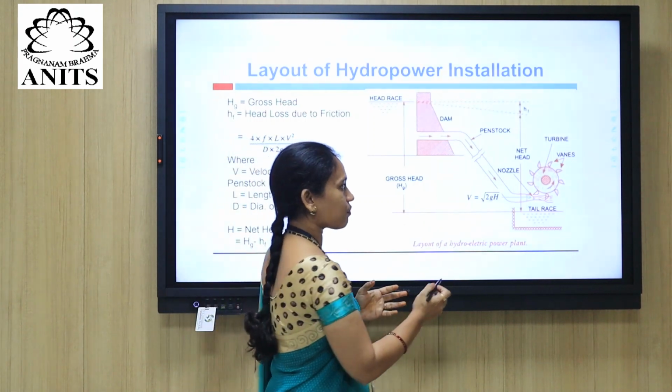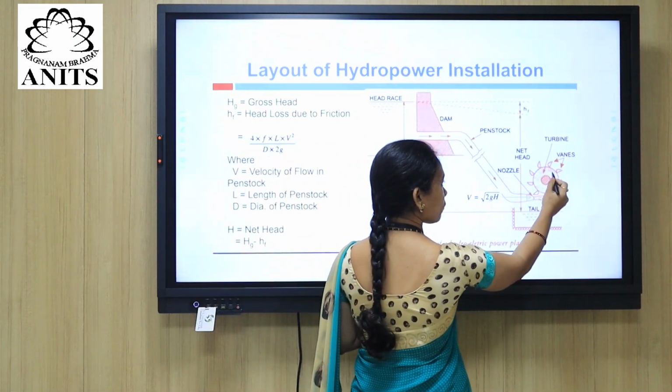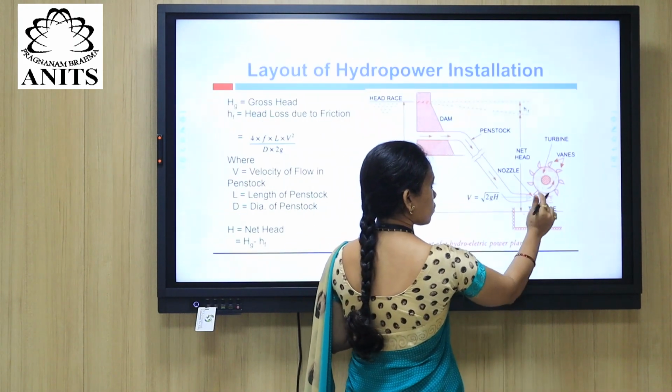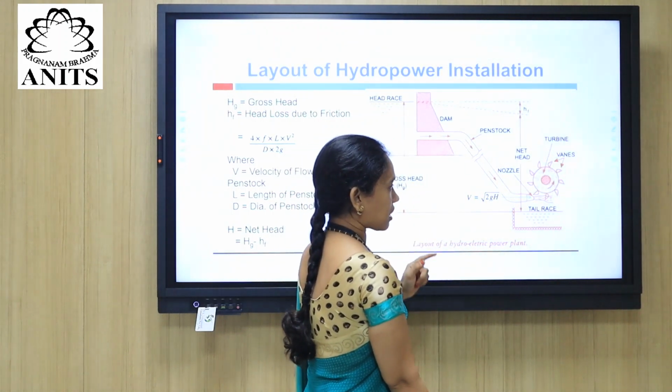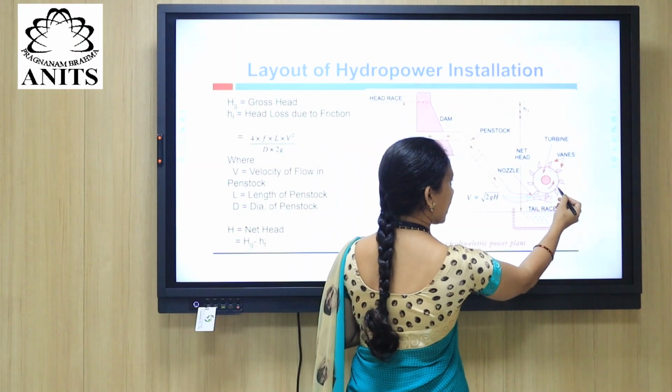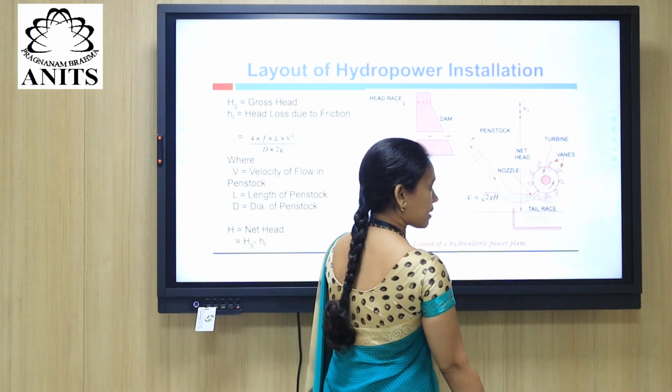Here we can see different components of a turbine. In the middle of the turbine there is a rotating part. That rotating part is known as the runner. On the circumference of the runner, we have blade-like structures. We call them vanes.